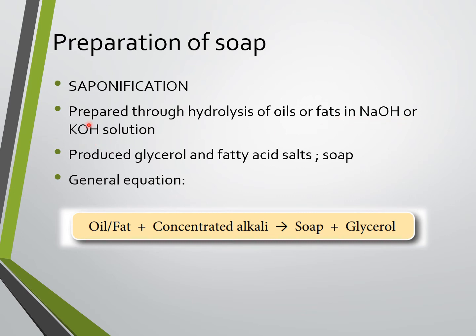That's why each soap, I give you two examples of soap, contains Na+ and K+. It depends on their alkali when reacting with the fatty acid. It produces glycerol and fatty acid salts. So the soap actually is the fatty acid salt. So the general equation: the oil or fat will react with the concentrated alkali to produce soap and glycerol. Glycerol is the alcohol. Soap is the fatty acid salt.